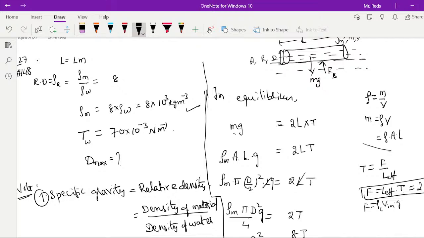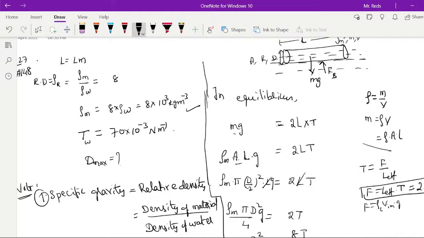So m can be expressed as the density of the object into the volume of the object. The volume is nothing but area of the object into length, into g. Here, density of the material into pi. The area, with circular cross section, will be pi r square or pi d by 2 whole square. But the part which is floating is, let us say, this is the immersed part of the diameter.